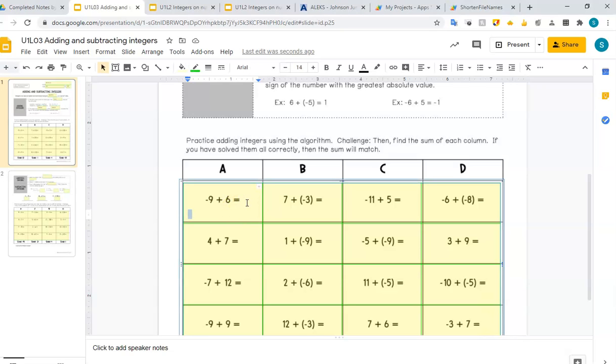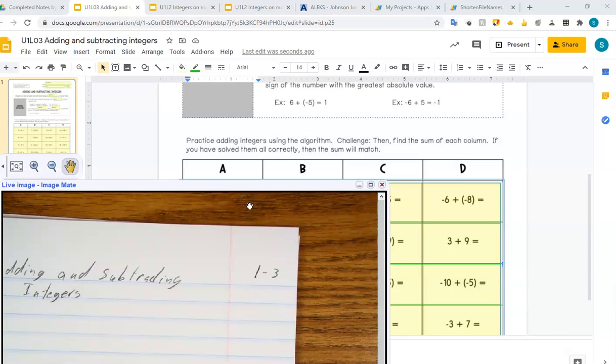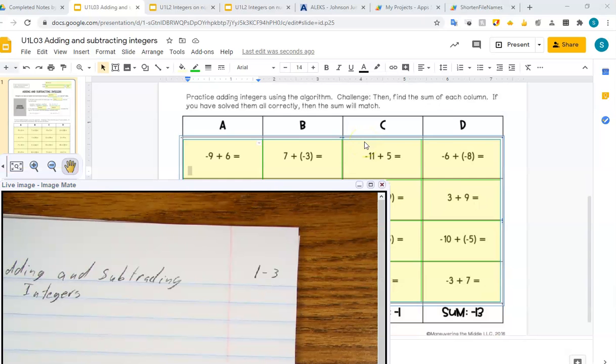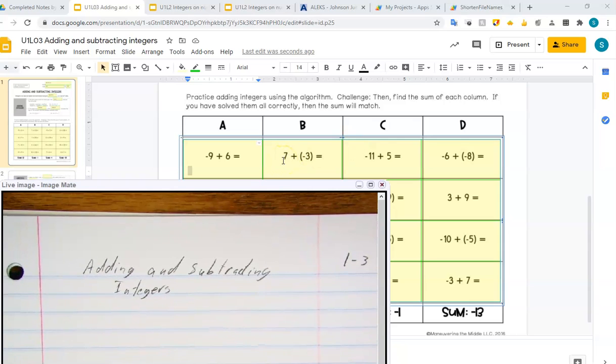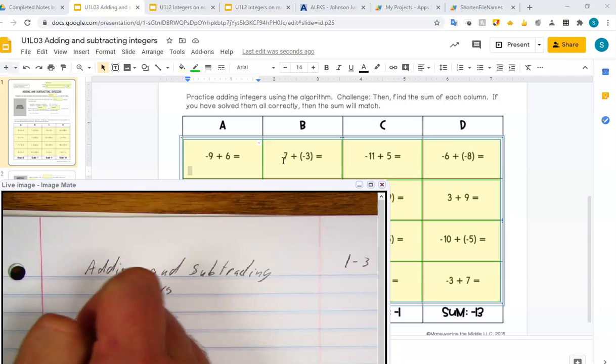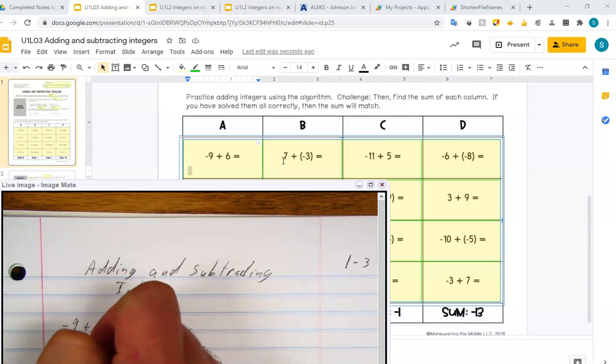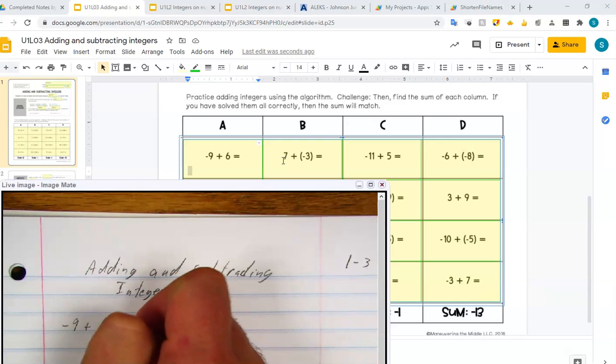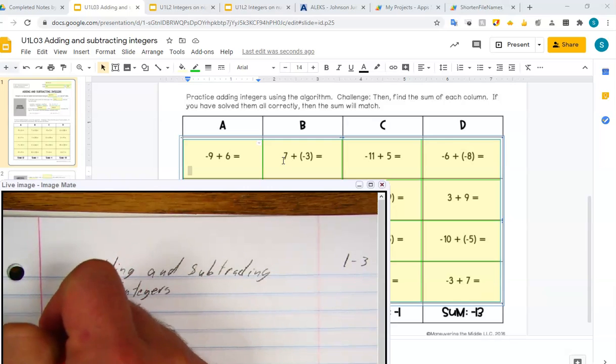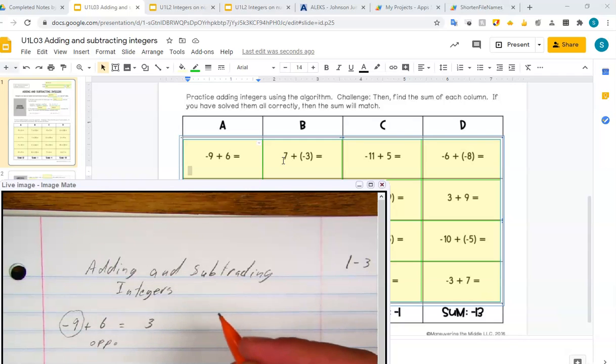So here we want to say, are the signs the same or different? I'm going to go ahead and write all of these down in my notebook as I move along. So I'm going to slide this up so I can see it and see my notebook at the same time. So we've got negative 9 plus 6. Those are opposite, so we're going to subtract. So we're going to have 3. And then notice that my term with a larger magnitude is negative, so it's going to be a negative 3.